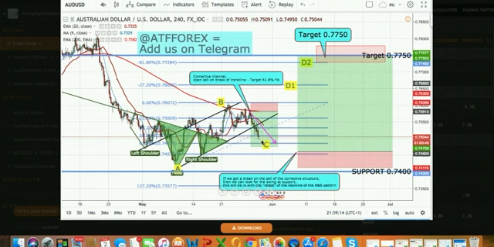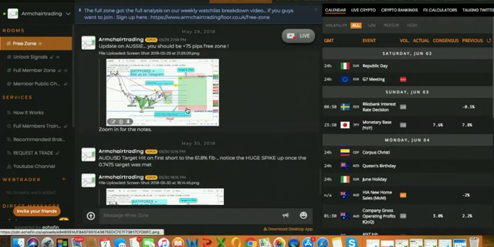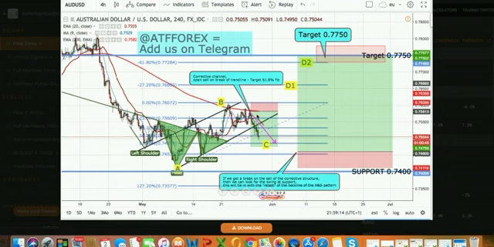This is about just shy of 85 pips right there on the Aussie. And then, if I zoom this out, we're looking for a target to come down to our target level and then immediately sell back up to the 0.7750.